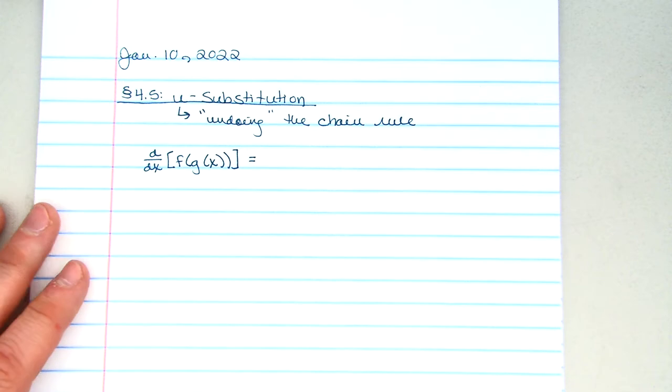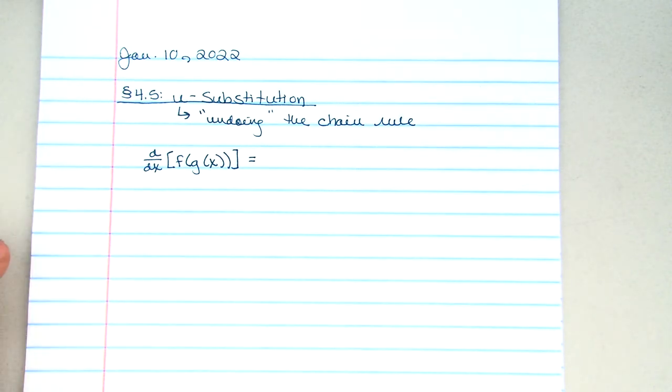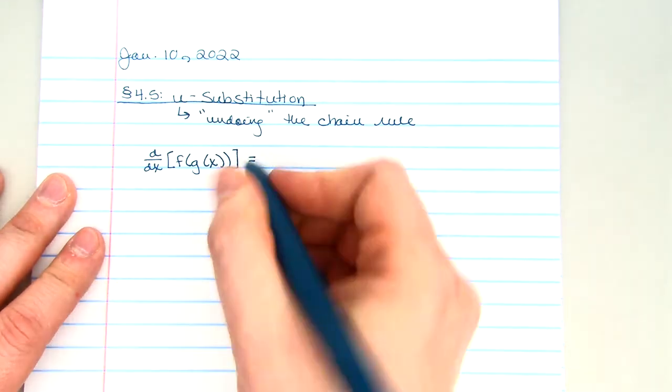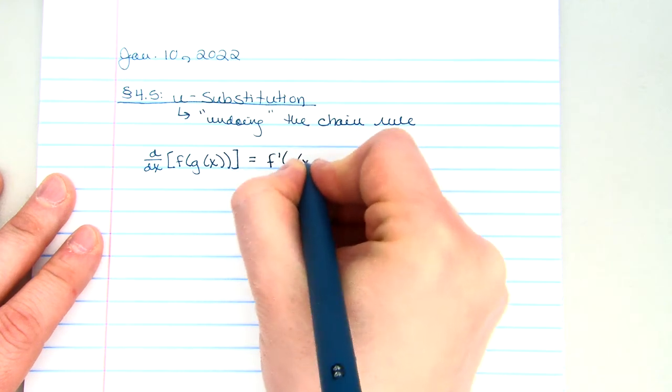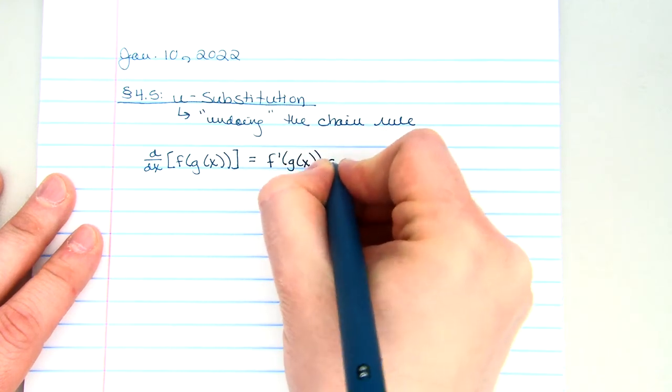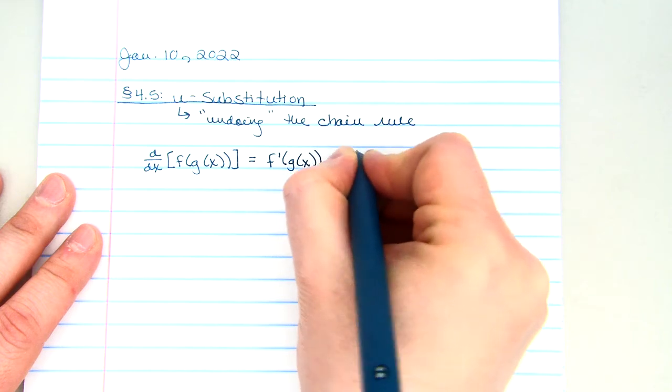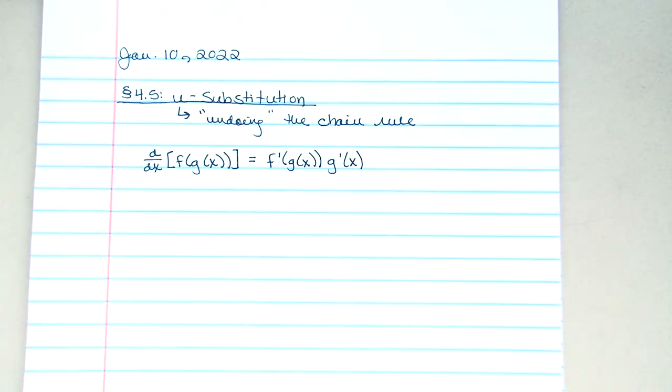equals. What does it equal? 0. Yeah, why? What did you just use? Chain rule. This is one function inside another. Take the derivative of the outside, f prime of g of x, and by the chain rule, we'll multiply by g prime of x. That's nothing new.